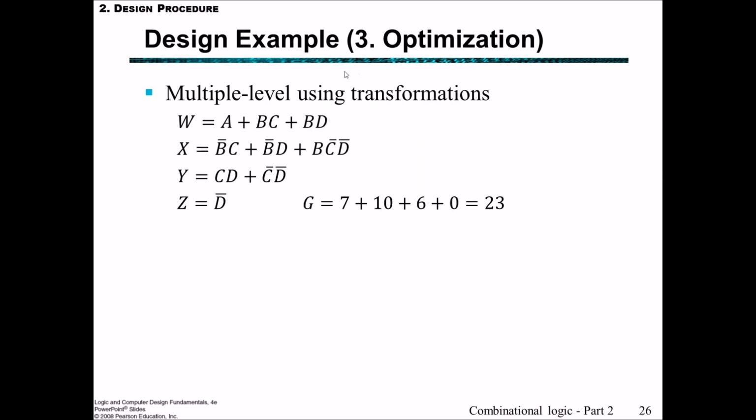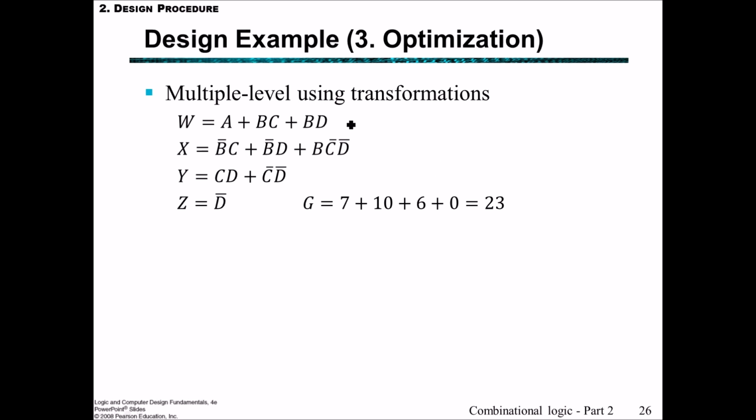In this step of the optimization, we're going to take the equations that we got from the Karnaugh map for W, X, Y, and Z, and optimize them slightly further. If we count the gates, remembering that this gate count does not include the negations, we would count 7 for the first one: 1, 2, 3, 4, 5, 6, 7. We've got 10 gates for this one. This one is 6. And this one, since it only has one negation, has 0 gates, giving a total of 23. However, we can notice that there is a CD that happens many times in there.